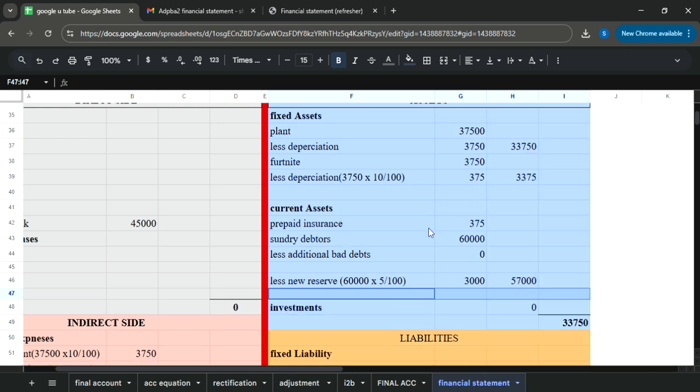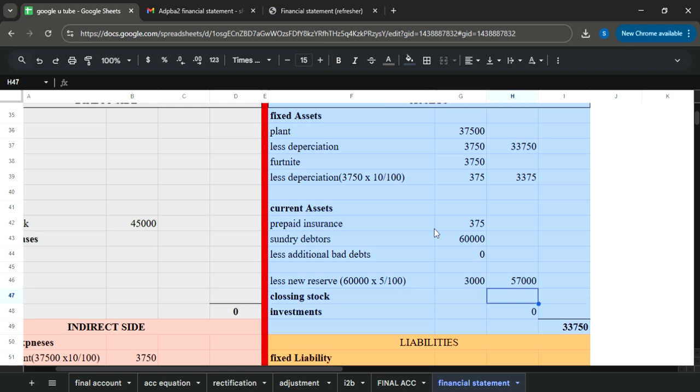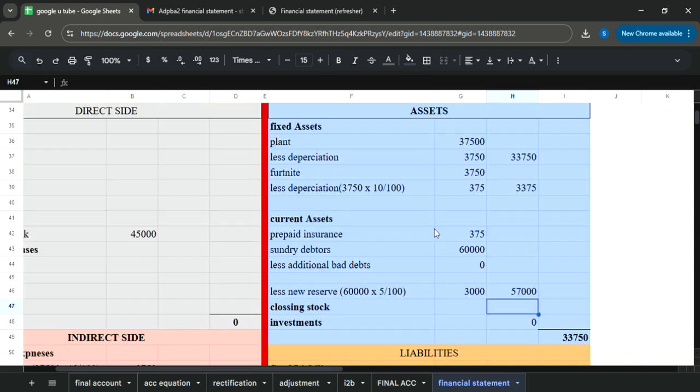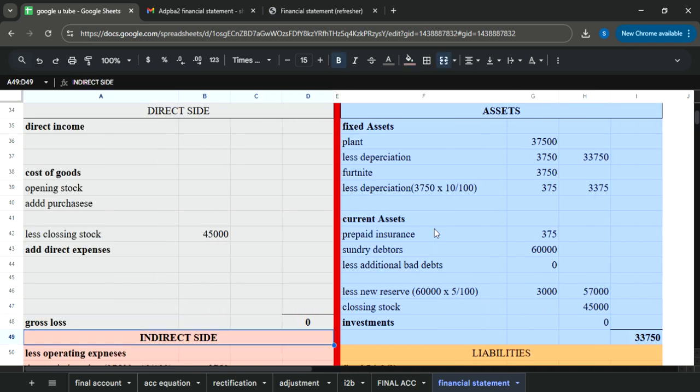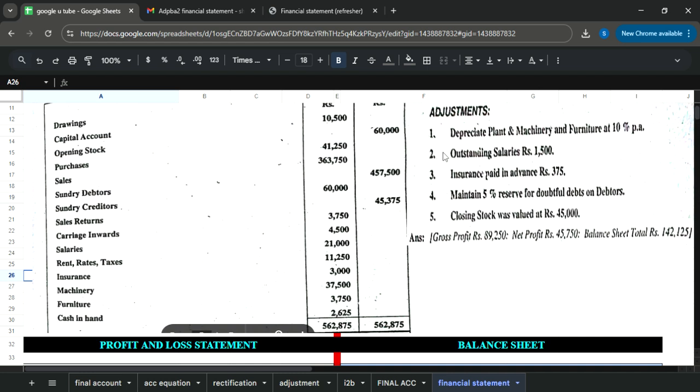So guys, we need to write closing stock over here since it is part of your current assets. Closing stock value is 45,000. Just write down 45,000 over here. Alright guys, our adjustments are completed. Closing stock had a double effect, and those double effects are completed. One subtracted, and secondly you have written it in current assets.